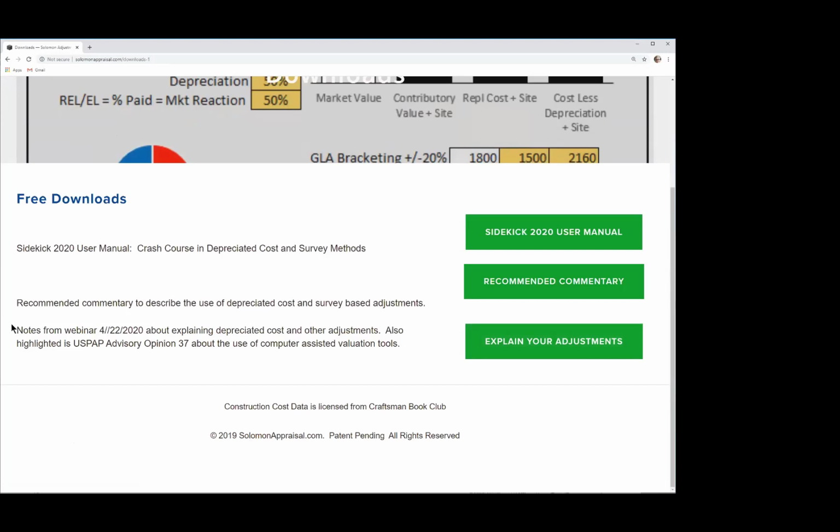This is from the webinar today. It looks like I got a typo here, and we're going to be talking about explaining cost adjustments, explaining the other adjustments, which is how I refer to the survey-based adjustments. And then we're also going to talk about Advisory Opinion 37, which is about the use of computer-assisted valuation tools like Soliman.